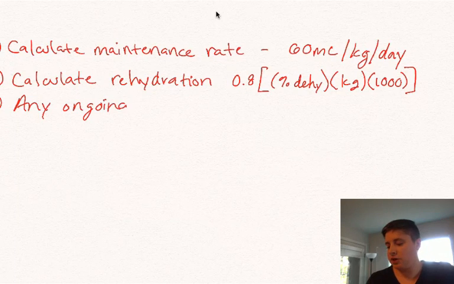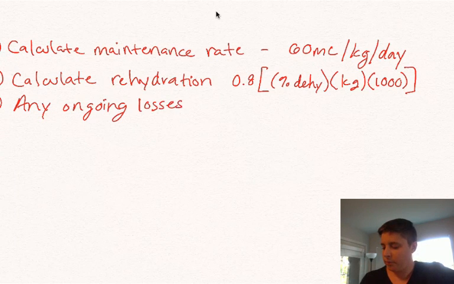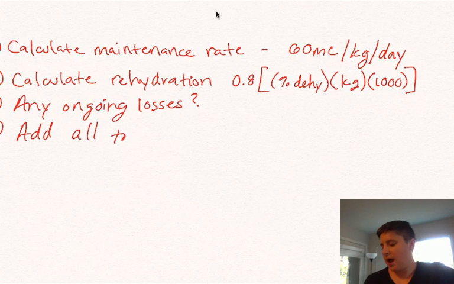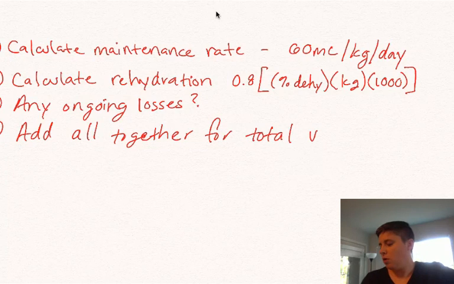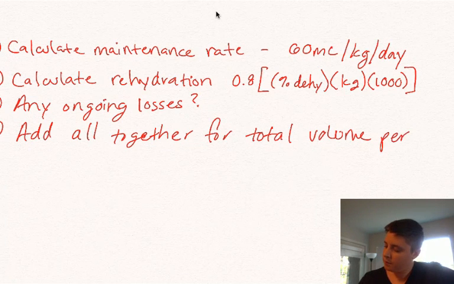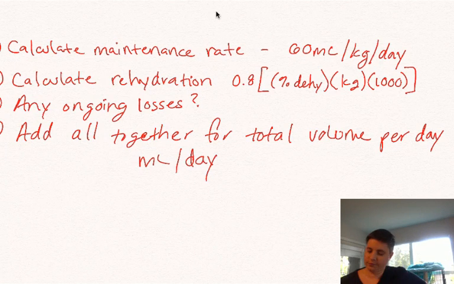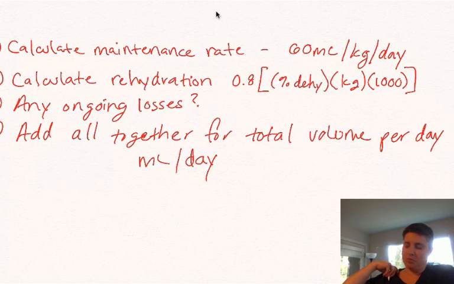And again, that's just going to be a number. That's just going to be like 100 milliliters a day. If there are, we'll add them in. So we take all that information, we add it all together for my total volume per day, which will be milliliters for the day. Okay? And the homework's going to kind of walk you through doing these steps.